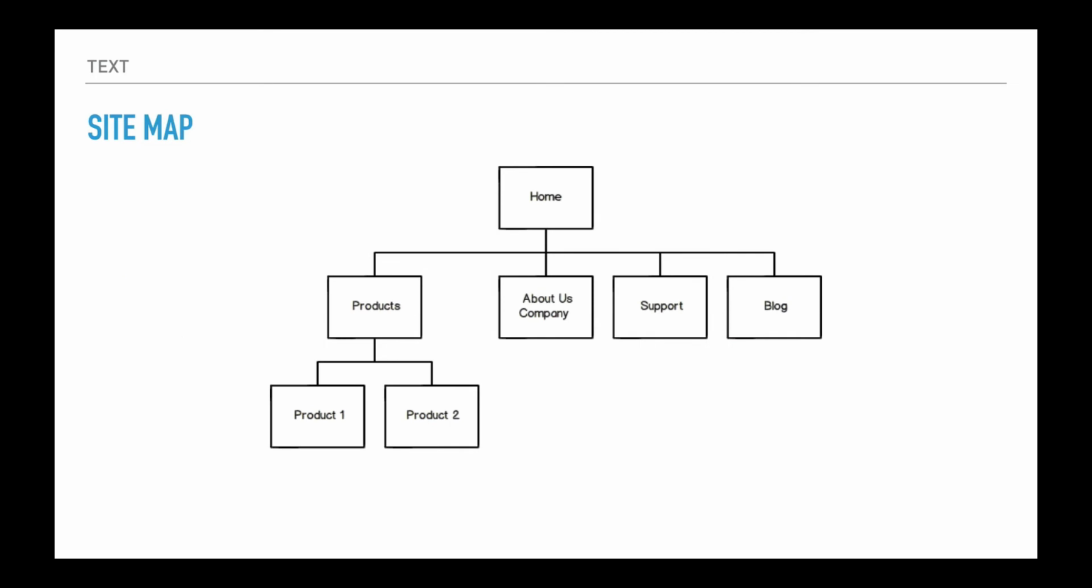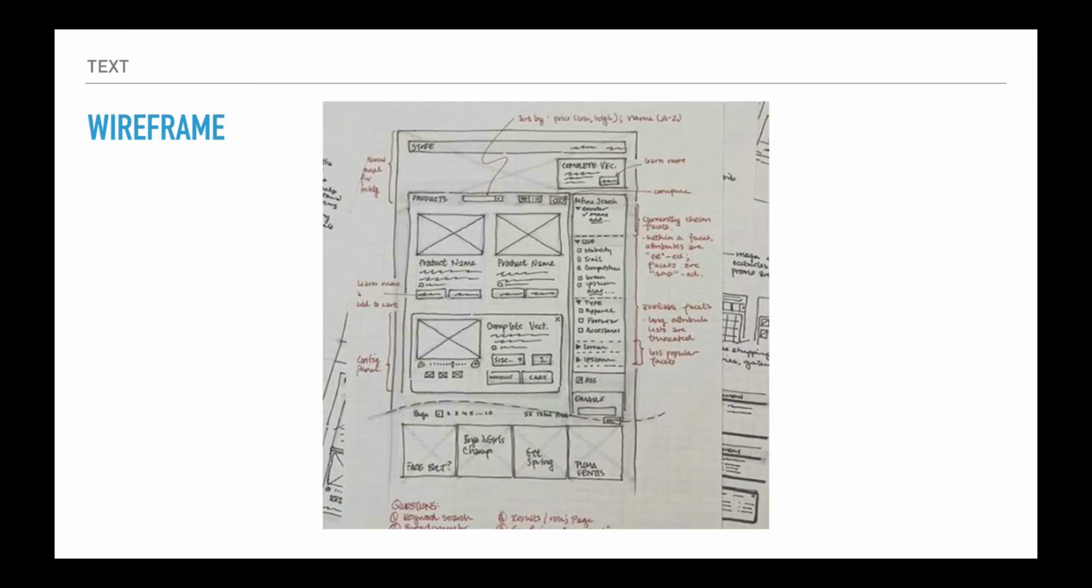A sitemap just gives you an at-a-glance look at all the pages. This is very simple. It's just a few simple pages on here, but this is kind of the structure. It just helps you to build menus and things like that, and you know how many pages are going to be in the site itself.